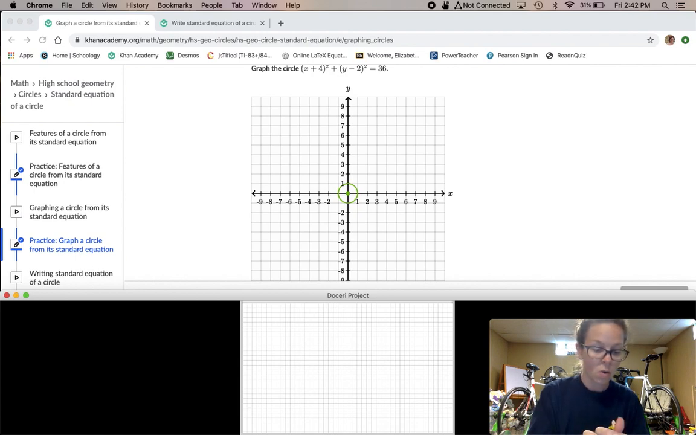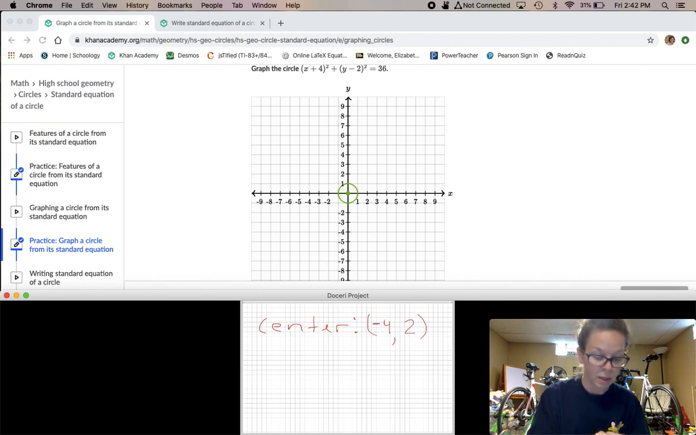Okay, so the two things that we would need to know about the circle to be able to graph the circle are the center and the radius. So the first thing we're going to want to know is the center. The center is at the opposites of those numbers in the parentheses. So with the x is +4, that means the center is going to be at -4 for the x. And then for the y, it says y -2. That's going to be at the opposite of that, so that's going to be at +2. So our center is at -4, +2.